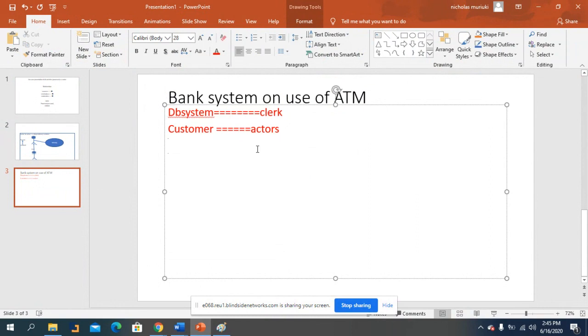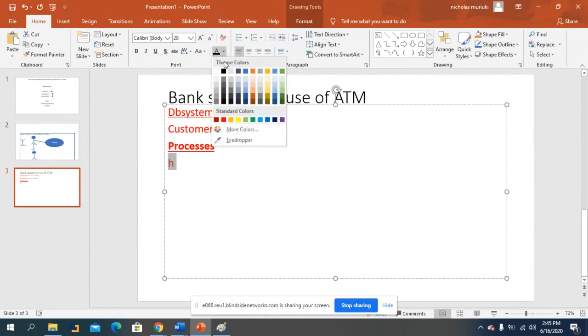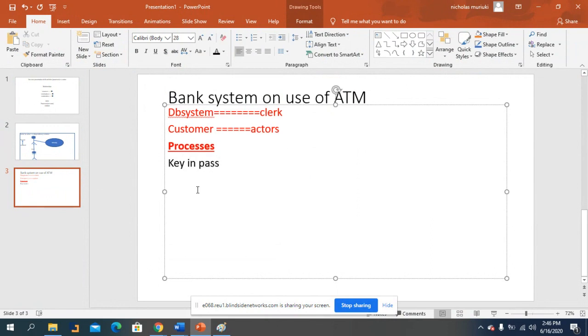Then what can we do with this system? Maybe we can look at processes. One of the processes that we can have: this person can key in password. But before we key in the password, there is something else that we have to do: insert card. When you insert the card, then there is another process, key in password. Then when you key in password, there is a verification. So, password verification.